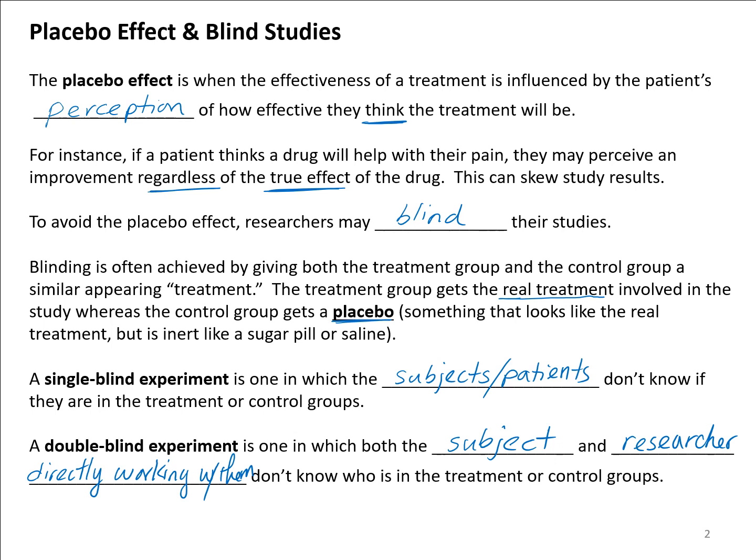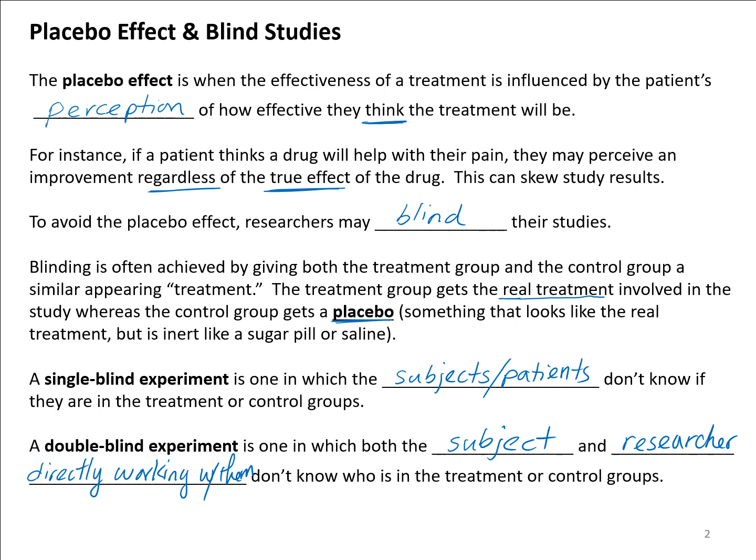So the idea is that in a double blind, both the subject or the patient and the researcher, that might be the nurse that's working directly with them, don't know who's in which group. This can be helpful because sometimes the researcher, like the nurse, may subtly act more positive with someone they know is getting the drug and a little bit more negative with someone who is not getting the drug.